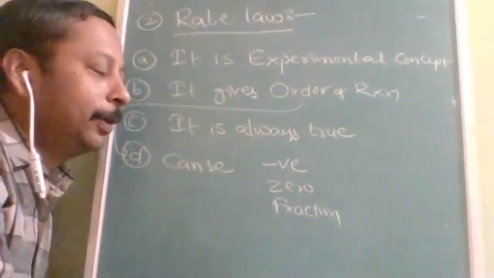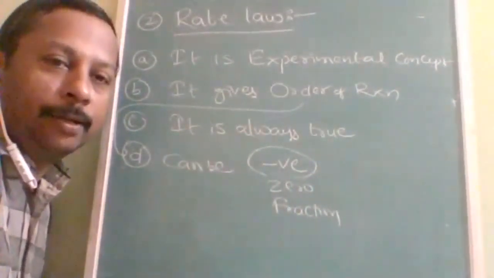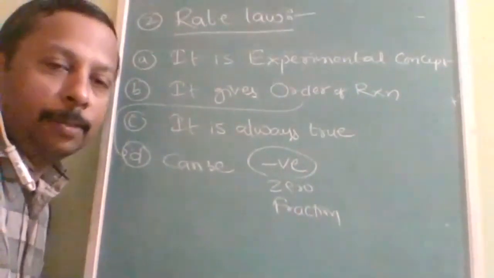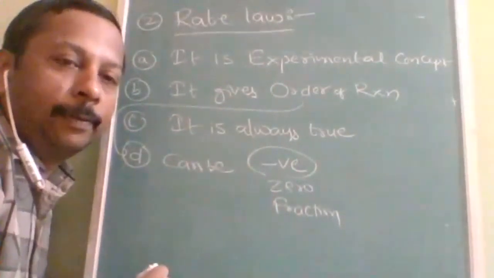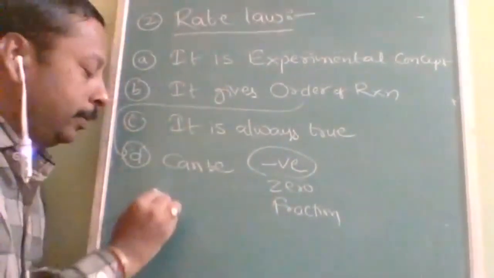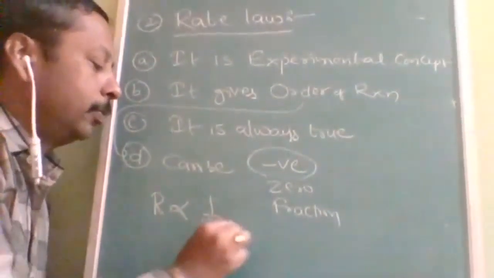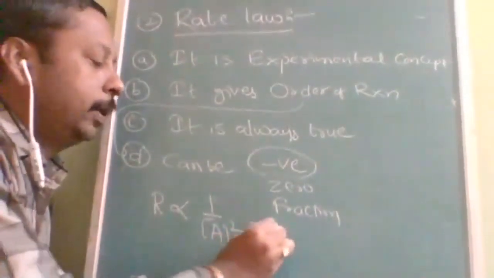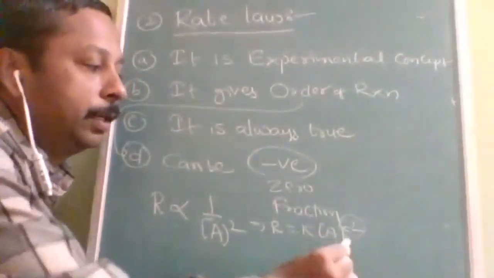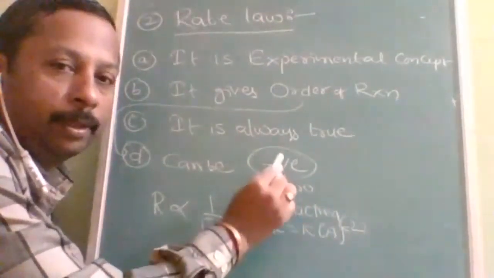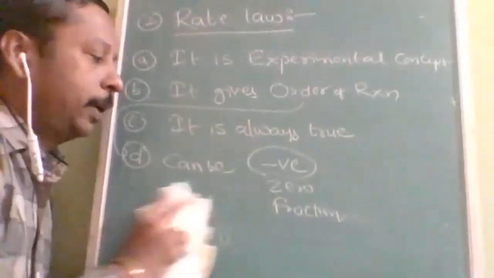Okay, I will tell you, don't worry. So negative means, generally, I told you a word, generally rate of reaction is directly proportional. Suppose if it is inversely proportional, then it will be negative. Okay, so R is inversely proportional to, suppose, a to the power of 2. Then what we will write? R is equal to K into a to the power of minus 2. So here it is minus 2. So negative, that means order of reaction can be negative.